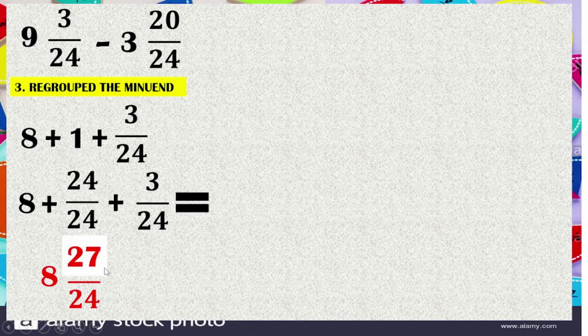Then, copy the denominator. So, meron na tayong 8 and 27 over 24. So, ganun lang kasimple yung pag-regroup the minuend. Yung 9, naging 8 plus 1. In-expand lang siya. Then, ibinaba yung 3 over 24. Then, baba yung 8. Then, sabi ko nga, yung 1, mag-isip ng fraction na kung saan, pag dinivide mo, ay whole number ang sagot, which is 1.